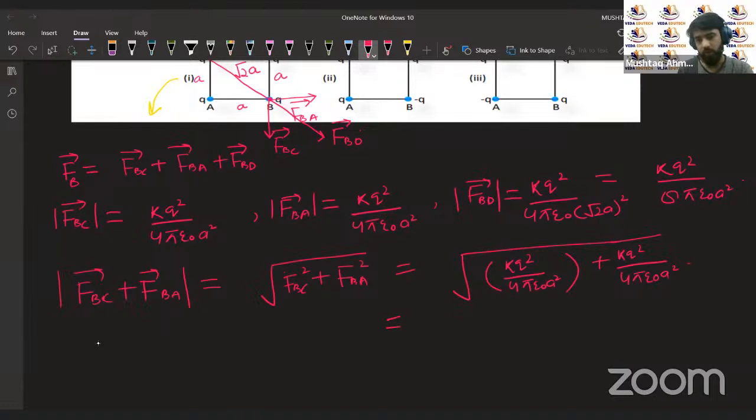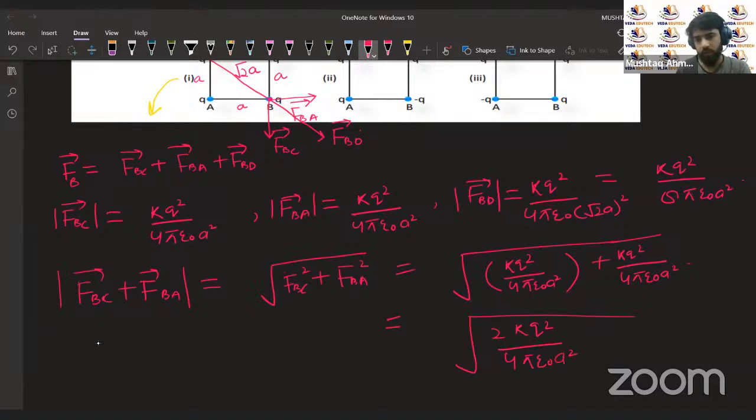So it will be root 2 times KQ square upon 4 pi epsilon naught A square.